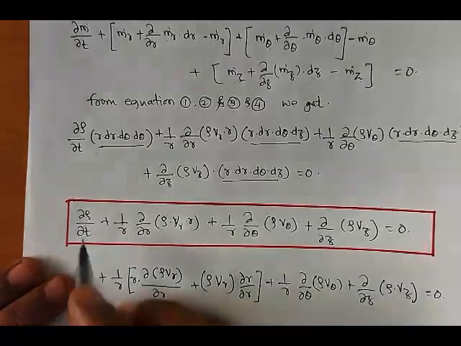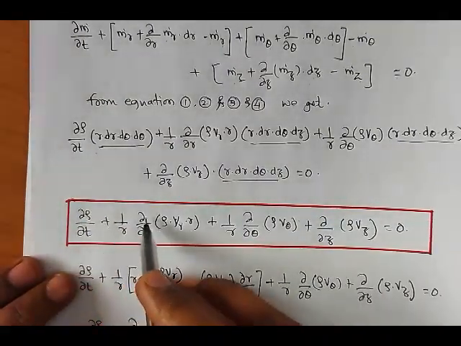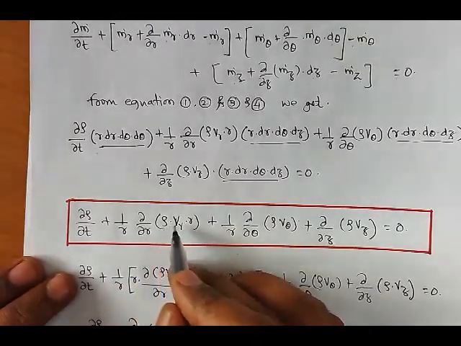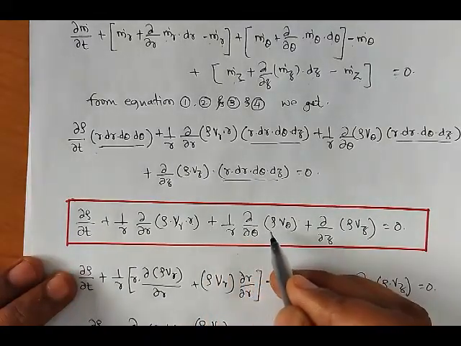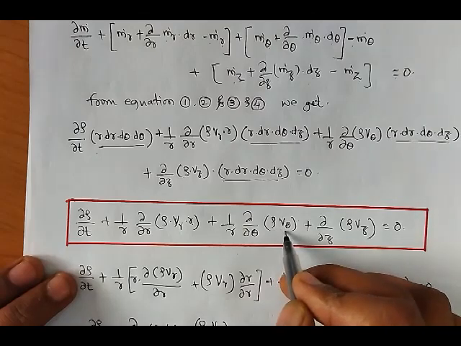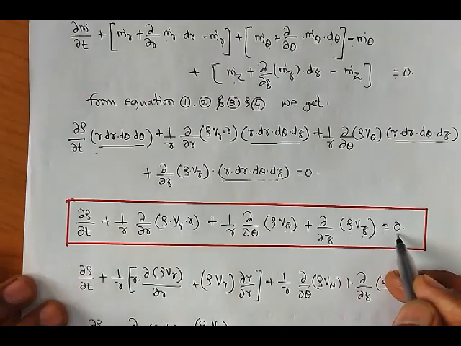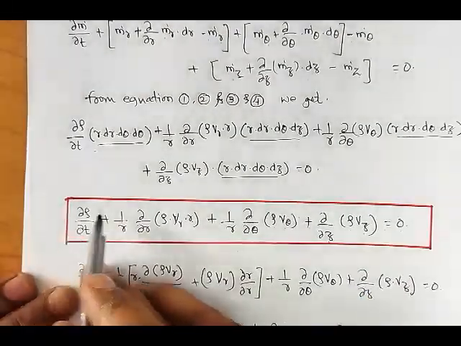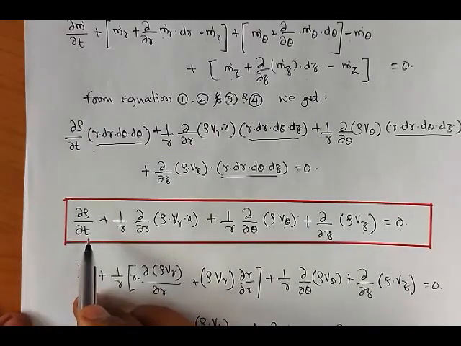What is the equation? We have ∂ρ/∂t plus (1/r) ∂/∂r of (ρ v_r r) plus (1/r) ∂/∂θ of (ρ v_θ) plus ∂/∂z of (ρ v_z) is equal to 0. So this equation is called the general form of the cylindrical continuity equation, or the continuity equation in cylindrical form.